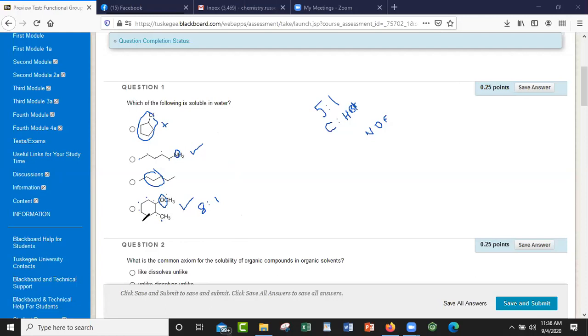Yes, but that's not going to work. So that's not soluble, that's not soluble, and that's not soluble. It's got to match this ratio, and it's got to have one of these three atoms involved. Yes or no? True. All right.